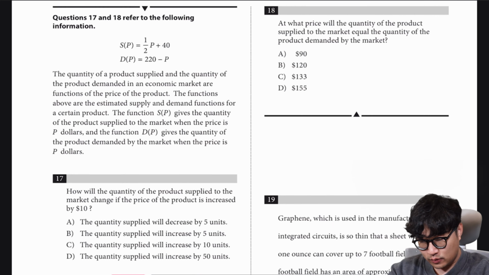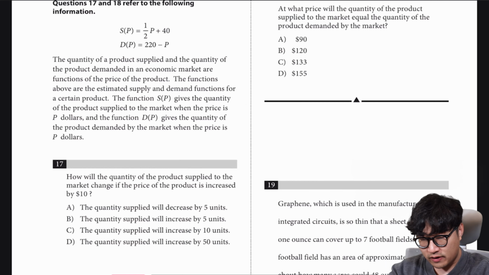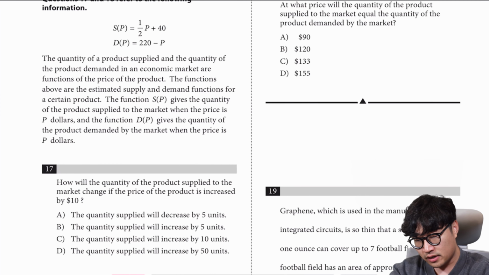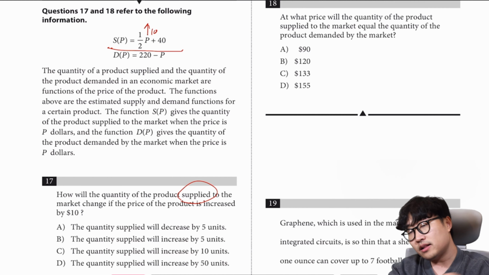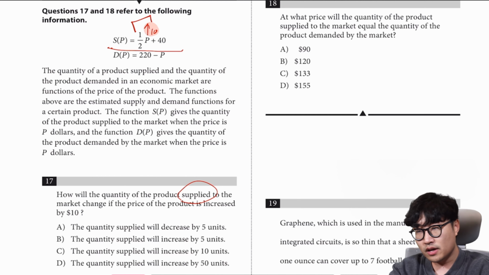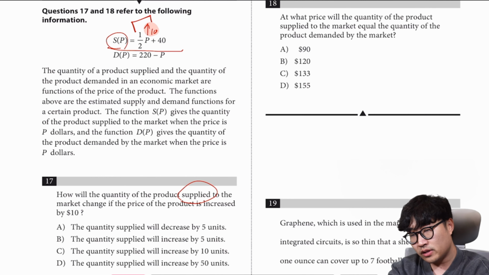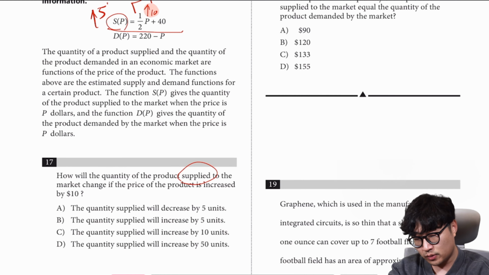17 and 18 have to do with this. How will the quantity of product supplied to the market change if the price of the product is increased by $10? So we're talking about supplied. So we're going to go to this equation right there. If you increase the price by 10, what's going to happen to the quantity supplied? Well, if you notice, that increase by 10 is actually offset by the multiply of the 1/2. So this S is actually going to only go up by 5, which is why answer choice B is correct.